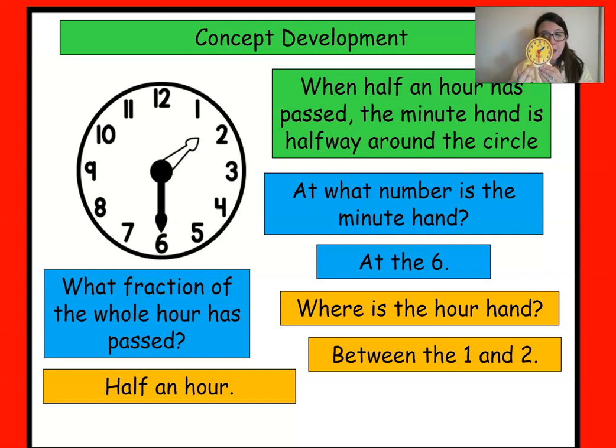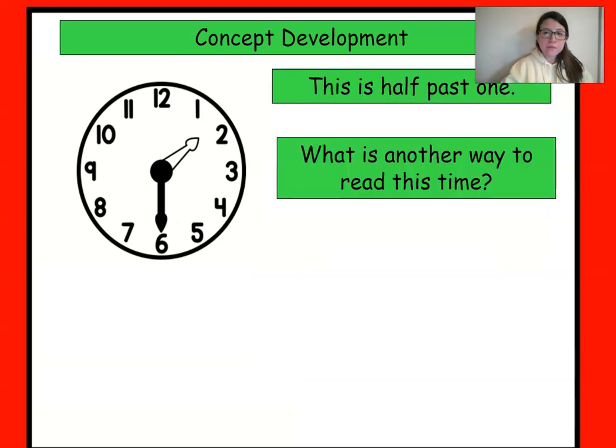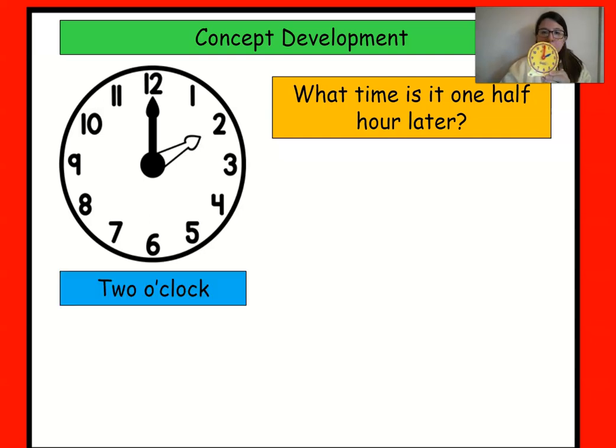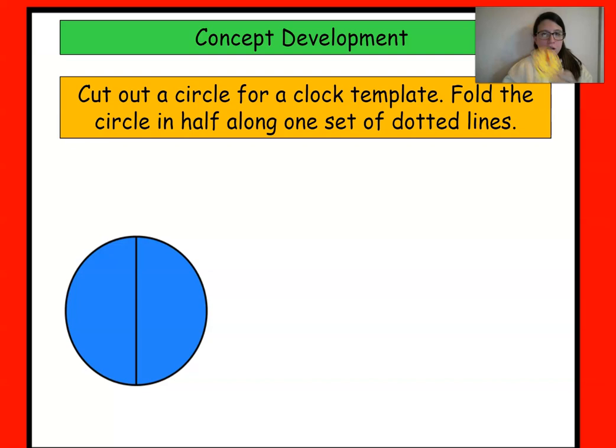Half an hour has passed, right? Because we started at 1 o'clock. Half an hour has passed. We end up at 1:30. Awesome work. All right. Now, another half hour is going to pass. What time is it now? 2 o'clock. Very good. Minute hand on the 12. Small hand on the 2. 2 o'clock. Nice work.